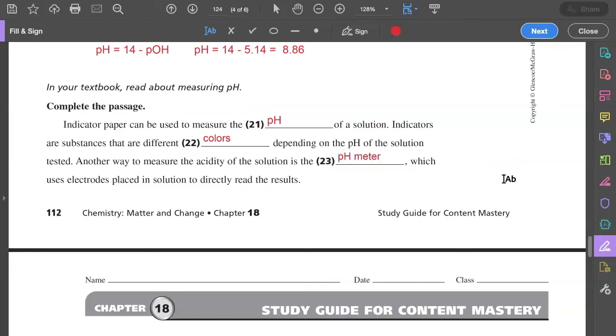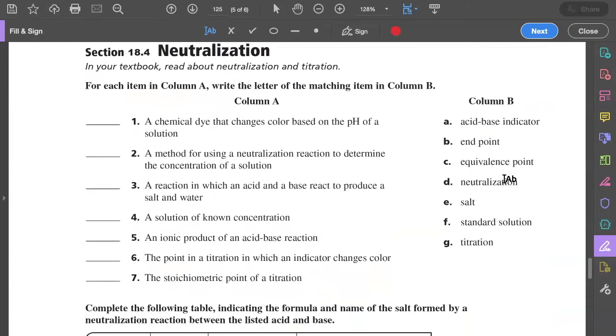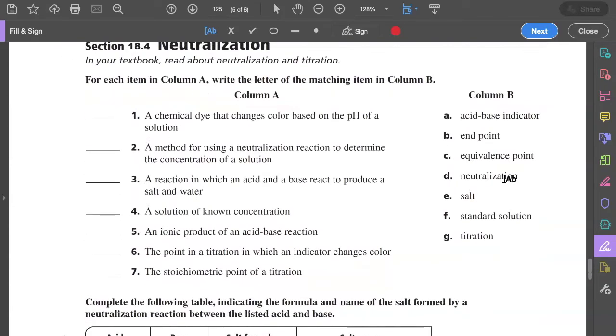Yep, that's the pH meter. Okay, page 5, talking about neutralization reactions now. A chemical dye that changes color based on the pH of a solution. Seems like we just saw that. That's A, an acid-base indicator.